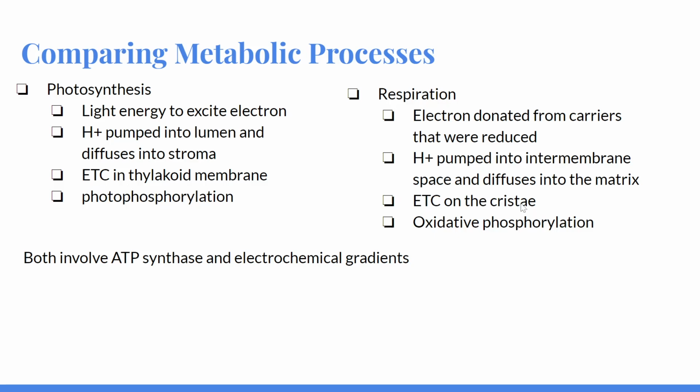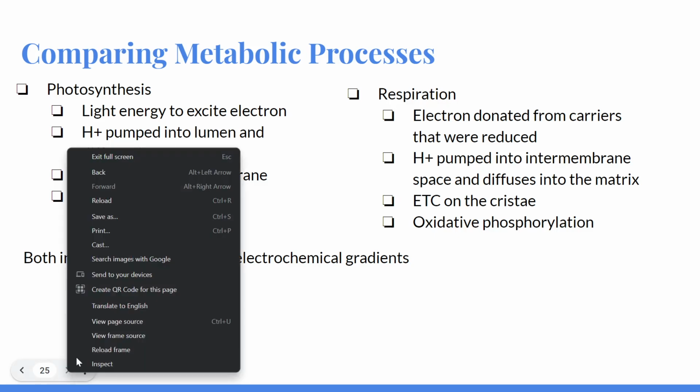Thylakoid membrane, cristae, and this is photophosphorylation. Photo for light. This is oxidative. You require oxygen. Both of them require the pumping of protons, so you're going to need ATP synthase and electrochemical gradients for that. I think that's really the end of it.